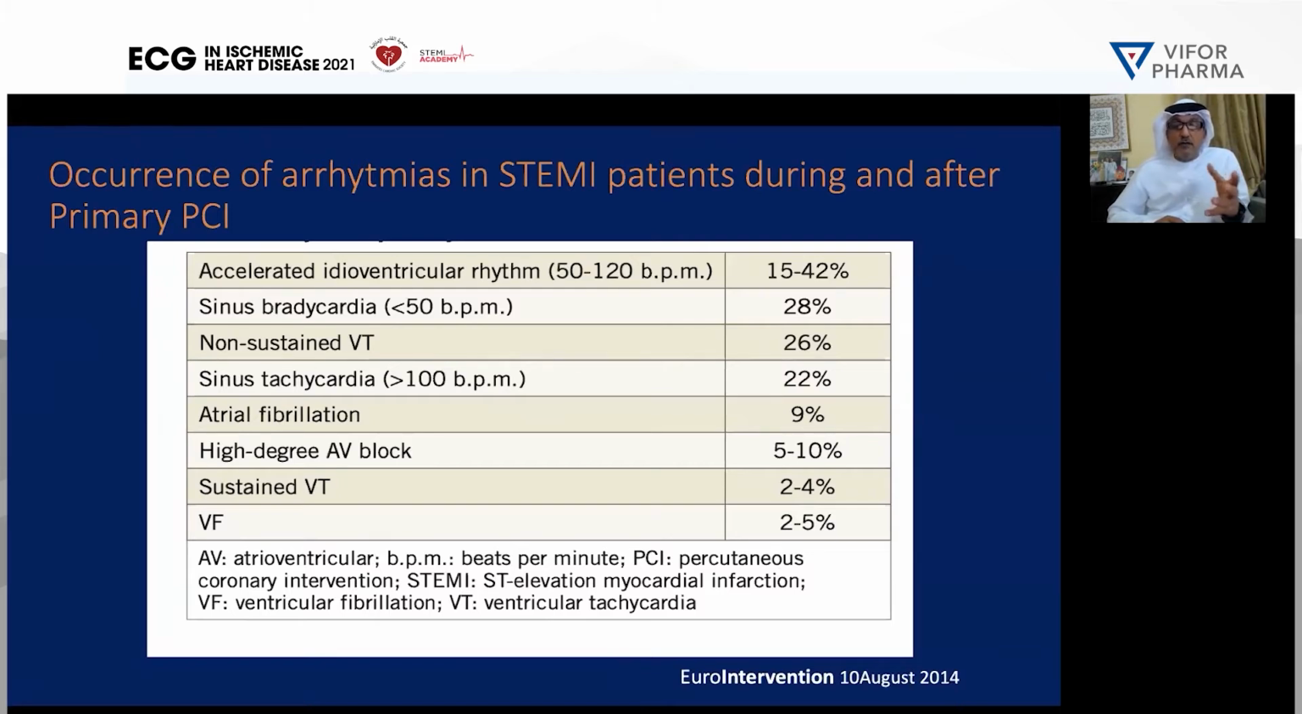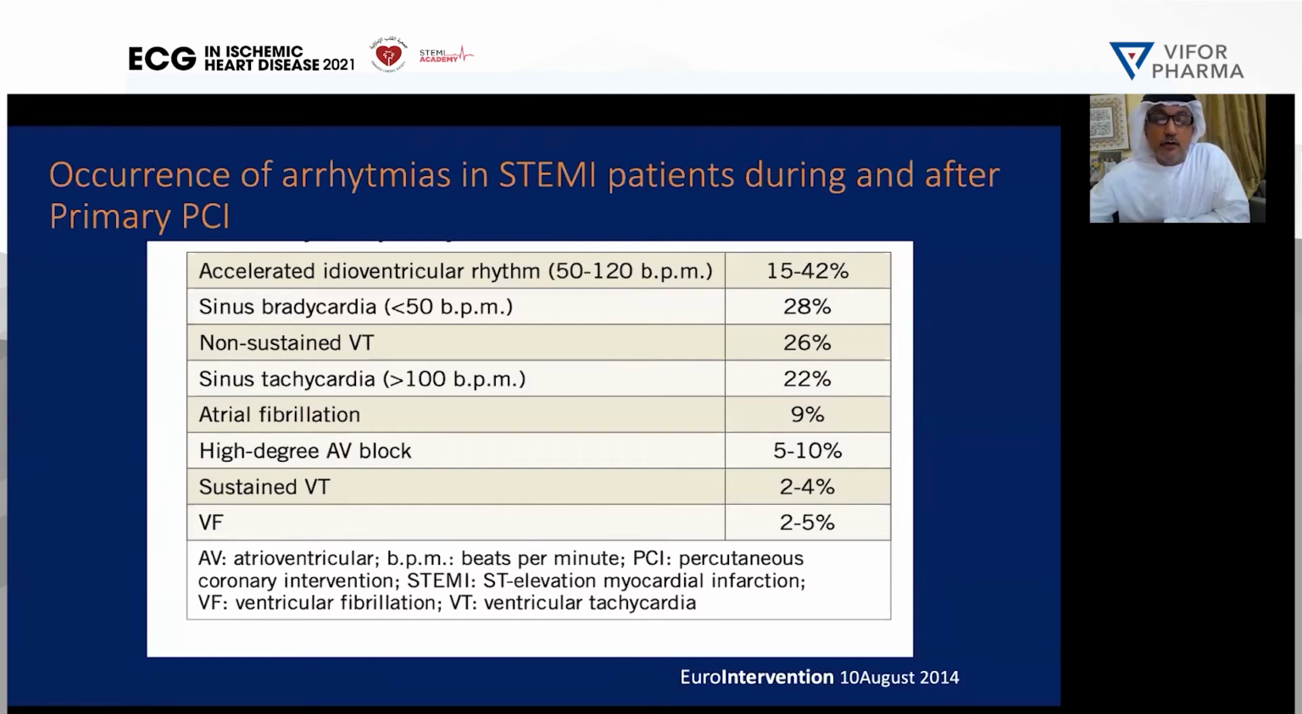Sustained VT and VF, 2 to 5%. And those are the patients that will benefit from the monitoring and shock: those with AV block, those with sustained VT, and those with VF. So that's why we put these patients on monitors for those life-threatening arrhythmias, the last 3 mainly: high degree AV block, sustained VT, and VF. Because if these patients go into this type of arrhythmia, usually if you don't pick them up very early, in the first few minutes or so, you lose them, or the first seconds even, not minutes.